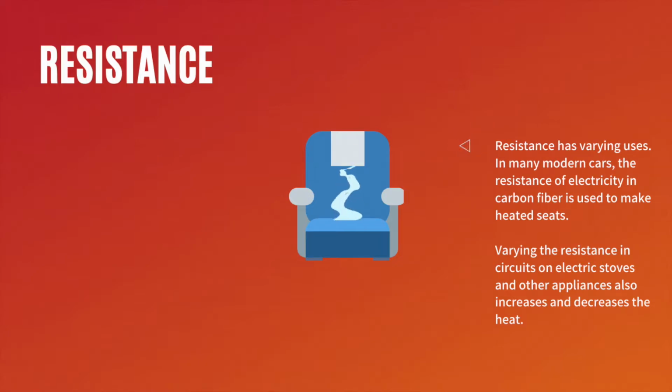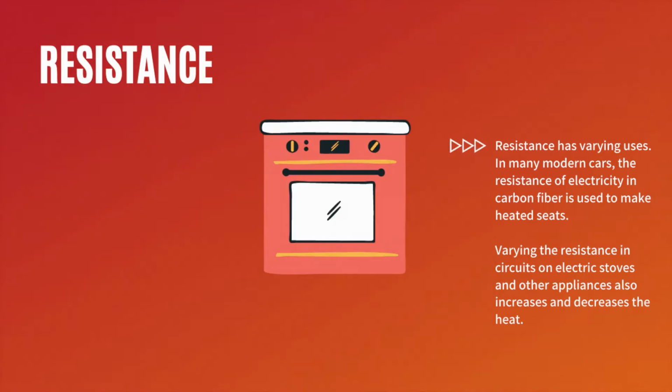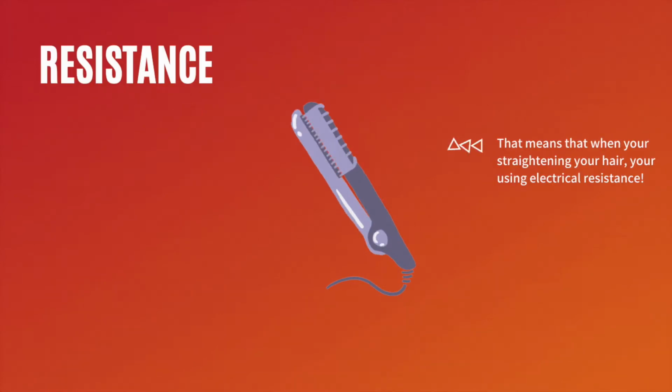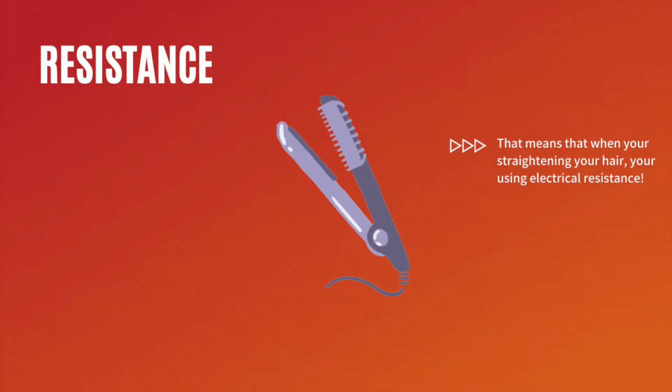Resistance has a variety of uses. In many modern cars, the resistance of electricity and carbon fiber is used to make heated seats. Varying the resistance in circuits on electric stoves and other appliances can also increase and decrease the current, thus increasing and decreasing heat. This means when you're using a straightener for hair, you're using electrical resistance.